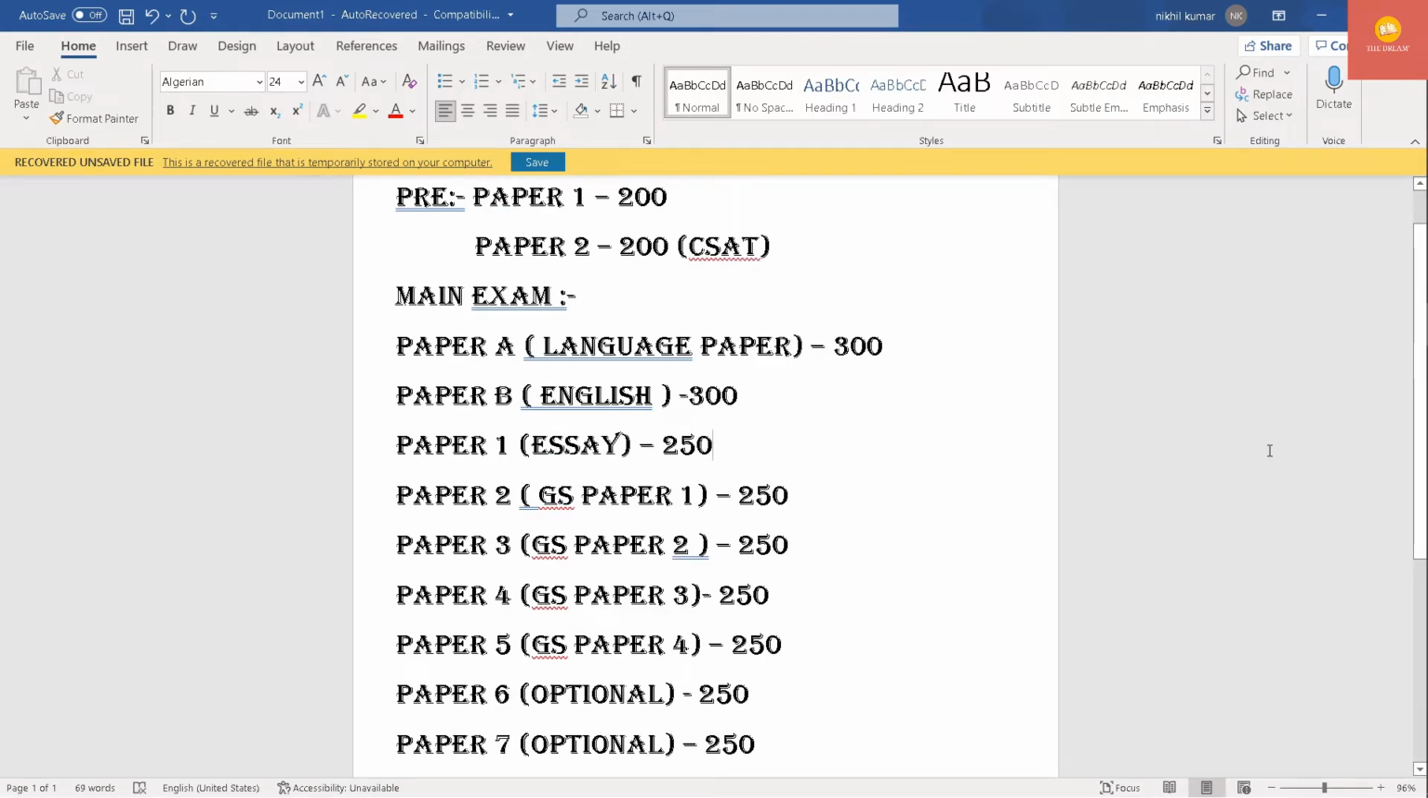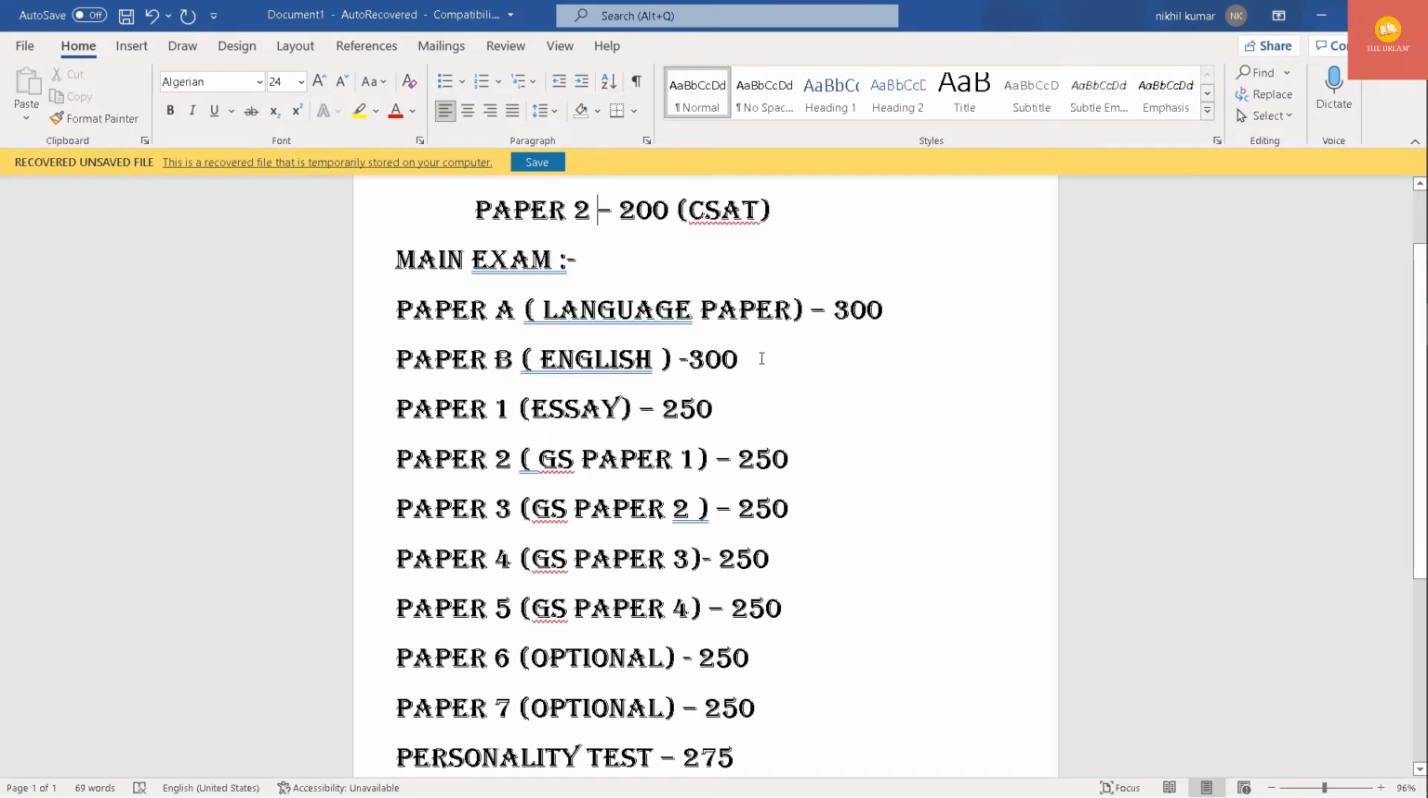I know that you have a little confusion about the marks, so let me clear that confusion. Please listen carefully to my voice. First of all, we have the pre-exam. You have to qualify the pre-exam, only then will you be eligible for the main exam. So these 200 and 200 cannot be counted in your merit. You have to qualify the pre-exam, but those are not marks that will be counted in your merit.